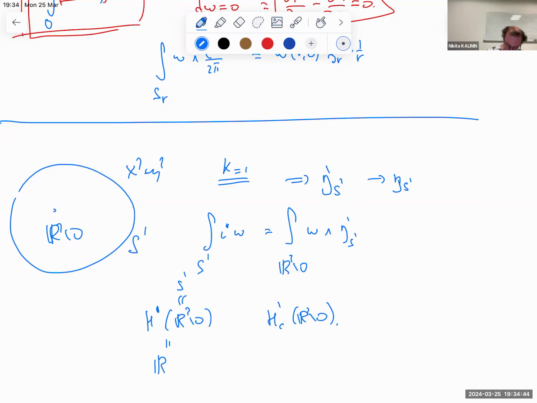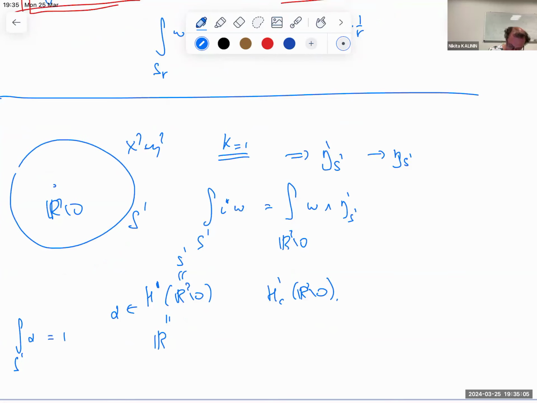Well, let's see. Here, just take any form alpha, and it's enough to take any form alpha such that the integral over S1 is just 1. And maybe also d alpha must be 0, right? Well, we know such a form, such alpha is just d theta over 2 pi.